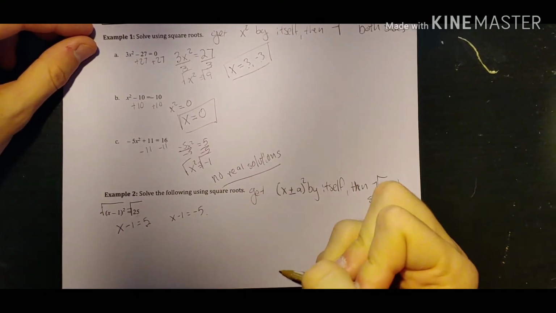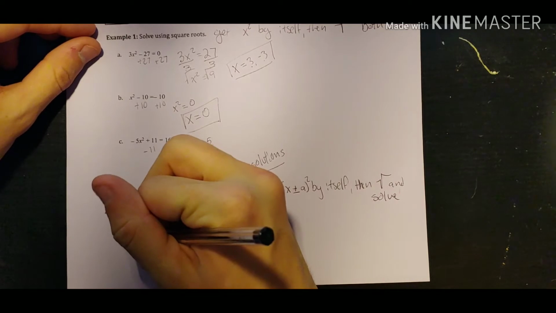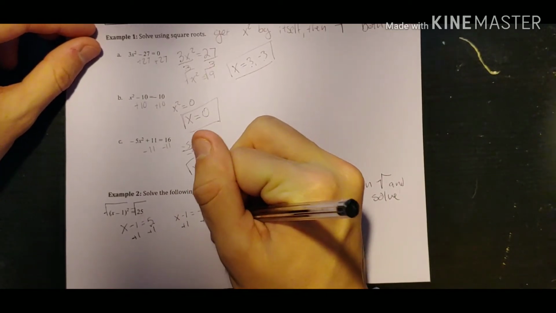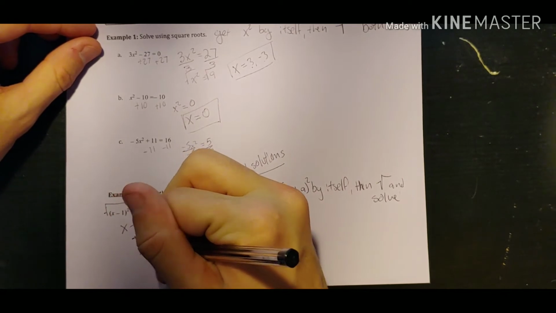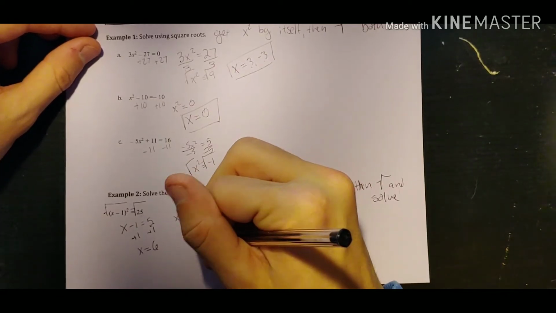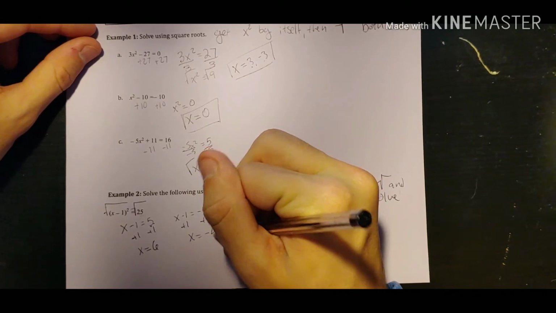So both of them, really easy. All you need to do is add 1 to both sides. And what do you know? x equals 6. And over here, x equals negative 4.